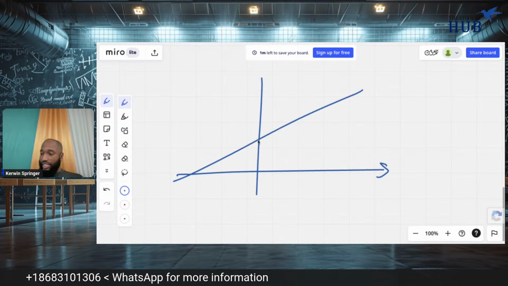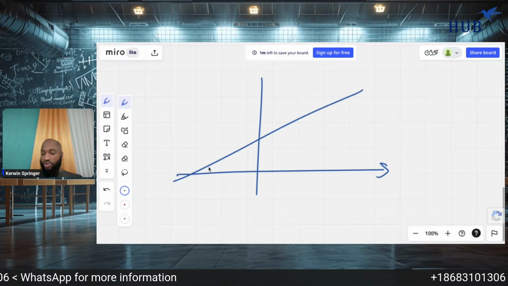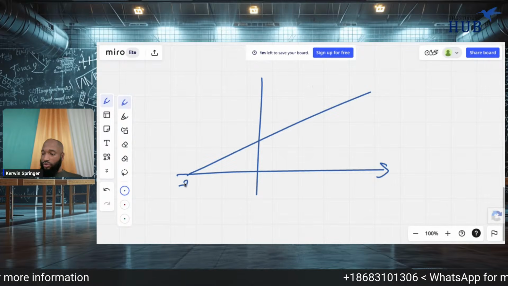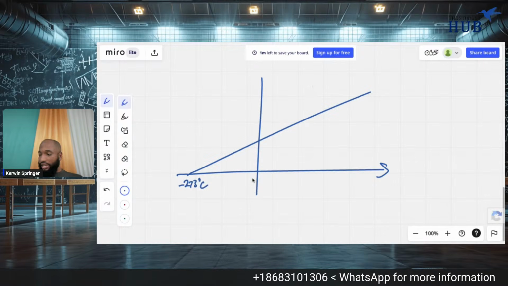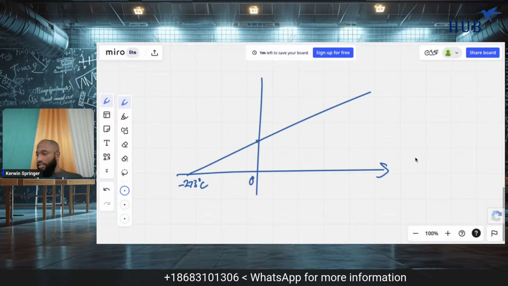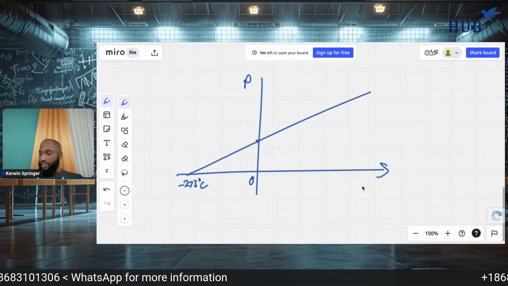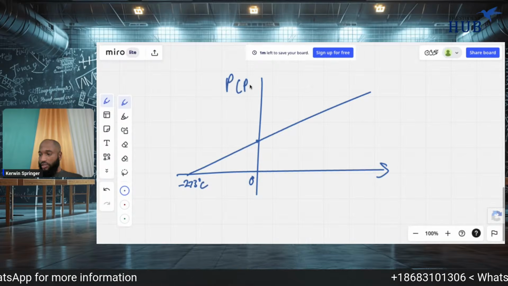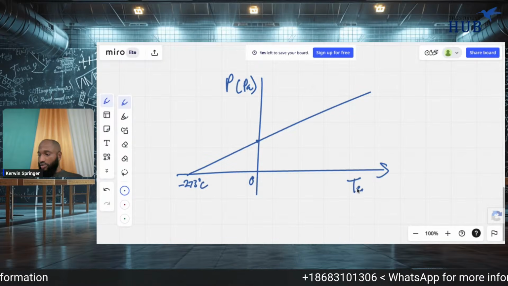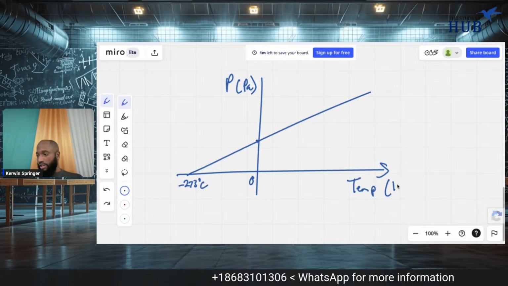If they ask me to sketch this graph, dry, just so, make sure you sketch it and make sure you put negative 273 degrees Celsius here, 0 degrees Celsius there. We don't know what that is. This is pressure, and this is temperature. This is pressure in pascals, and this is temperature in degrees Celsius.